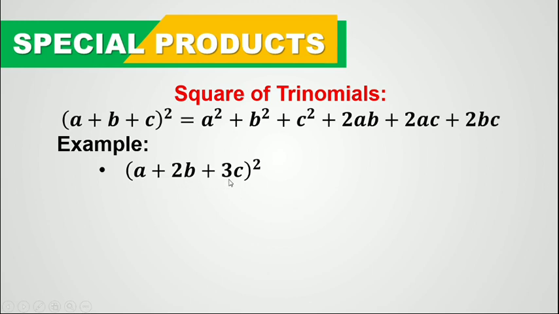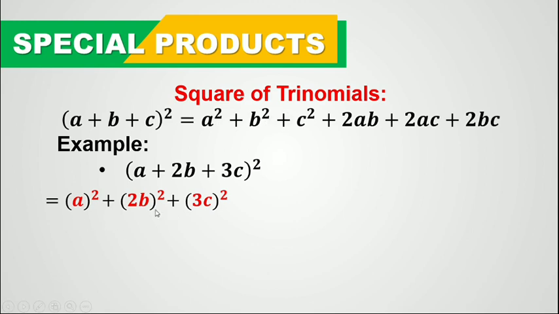Again, the first step that you need to do is to square the first term. So quantity a squared, and then plus the square of the second term, so quantity 2b squared, and then plus the square of the third term, which is quantity 3c squared. So these are the patterns: a squared, b squared, c squared.